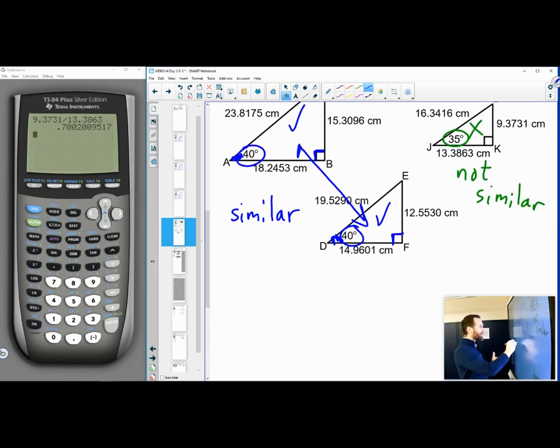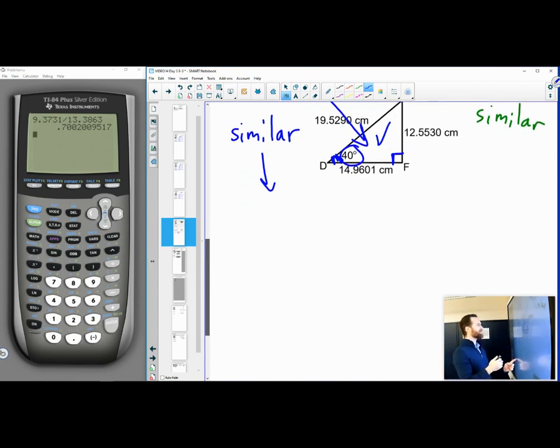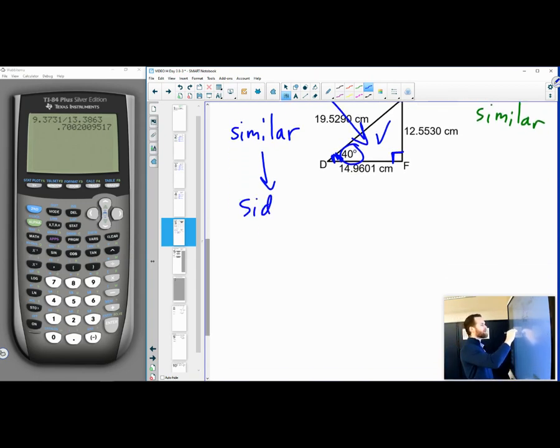And again, we should not be surprised that similar triangles gave us the same ratios, because when we have similar shapes, that means that the sides are proportional.